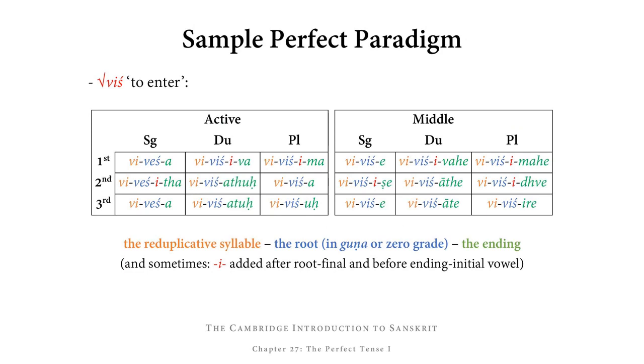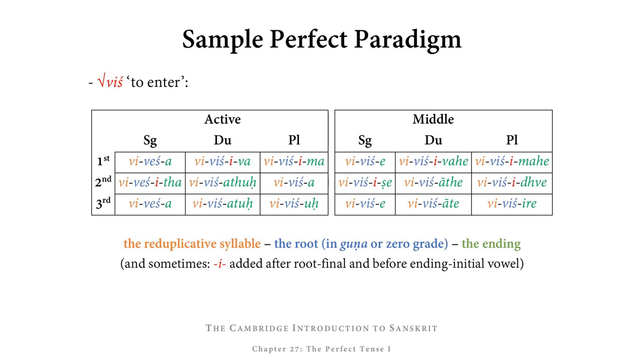And here you have the paradigms, i.e. the full sets of forms of wish, to enter, in the perfect active and in the perfect middle. Now you can see that there is some color coding going on. The orange bits at the beginning are the reduplicative syllable. The blue that follows is the verbal root, either in guna or in zero grade. Then the green bit at the end is, unsurprisingly, the ending. And in the case of some forms, we find an I appearing before the ending, and that's the I that was just mentioned, which appears after roots that end in a consonant and before endings that begin with a consonant.